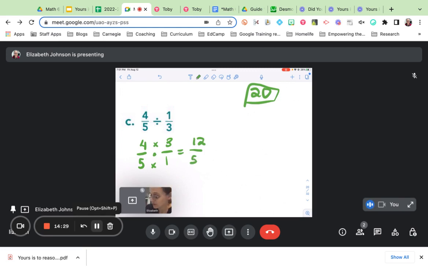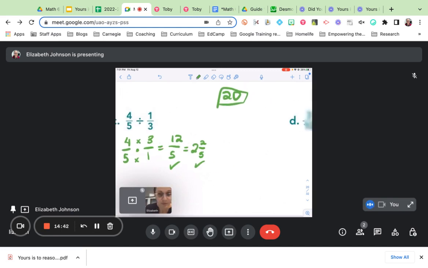Some people prefer mixed numbers, and those people will want to write this as 2 2/5. Mathematically, both of these answers are correct because they both represent the same value.